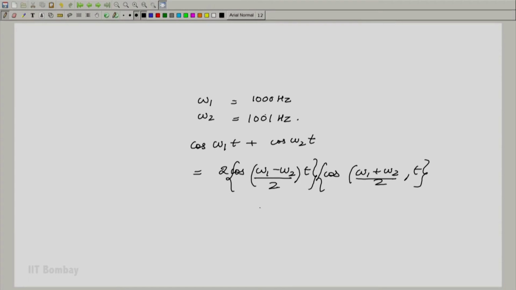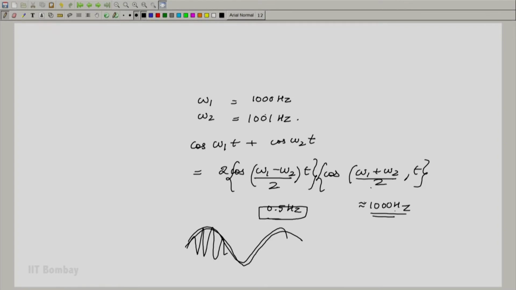So this (omega 1 minus omega 2)/2 is just 0.5 hertz, whereas this is nearly equal to 1000 hertz. So we can see that a very fast sinusoid is being modulated by a very slow envelope. The envelope's frequency is 0.5 and the inner oscillations are taking place at 1000 hertz. So this is how beats are formed.